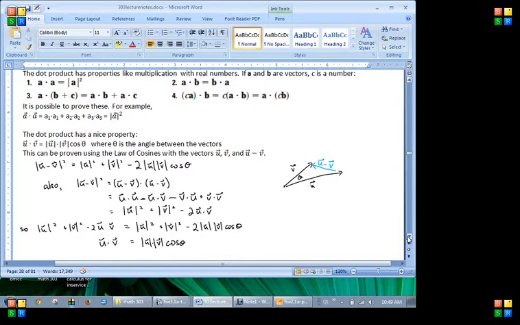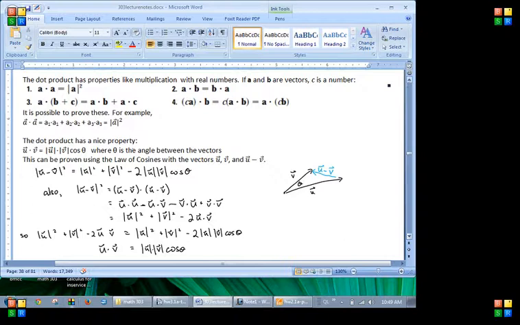And I'll let you go through the calculations and the algebra. Actually, you know what? This is a really fun proof. Let's do it. Okay. So first we start with this statement. So the norm of, or the magnitude of, u minus v squared. So what is that? Well, you could think of it as u minus v.